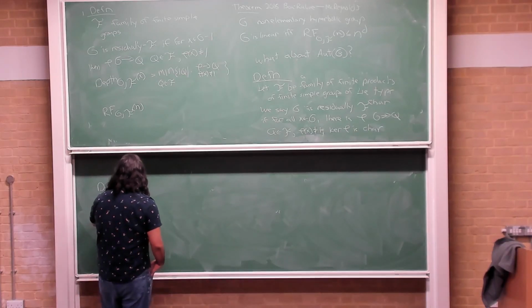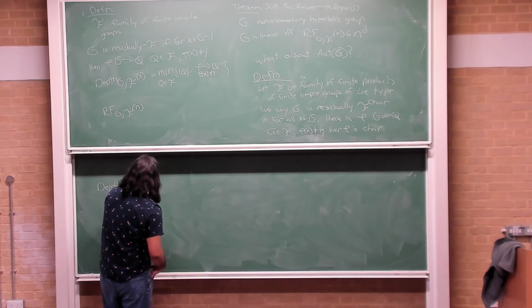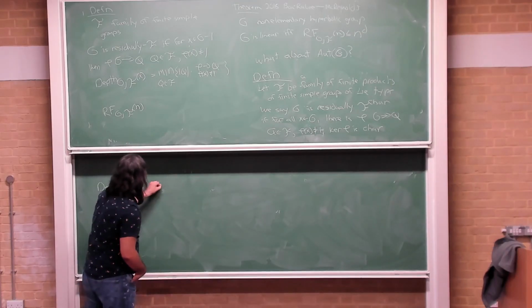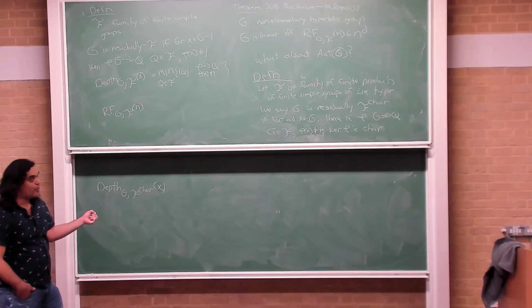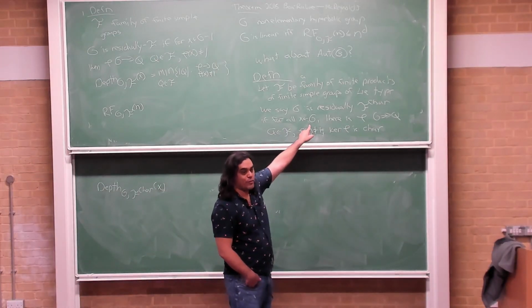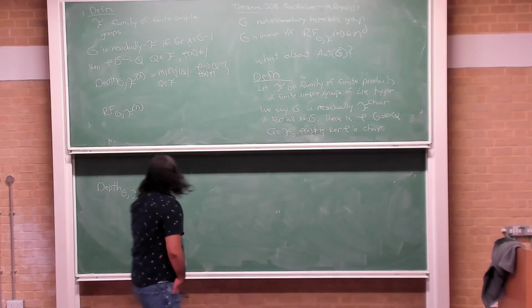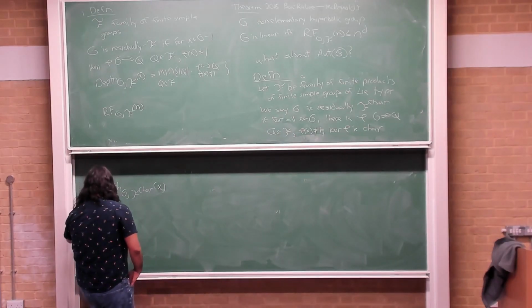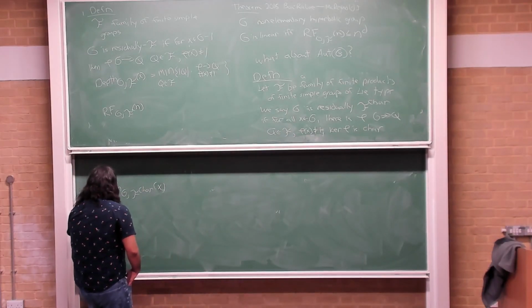Well, we can define the depth in a similar way, where we maximize over all morphisms of this kind, two groups in F. And then we can also define the residual finiteness function.